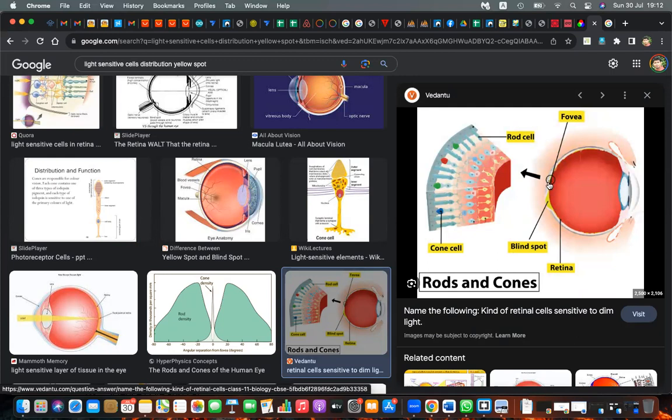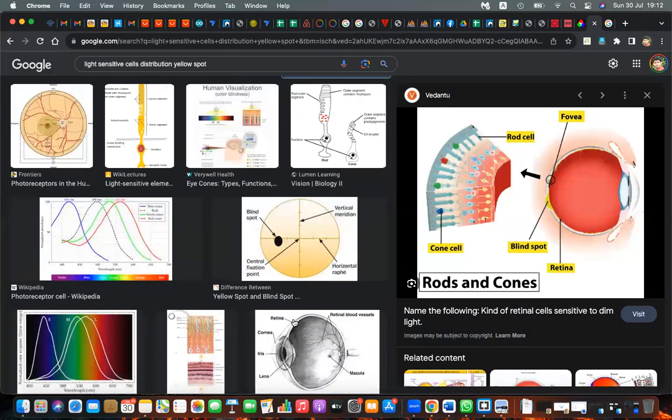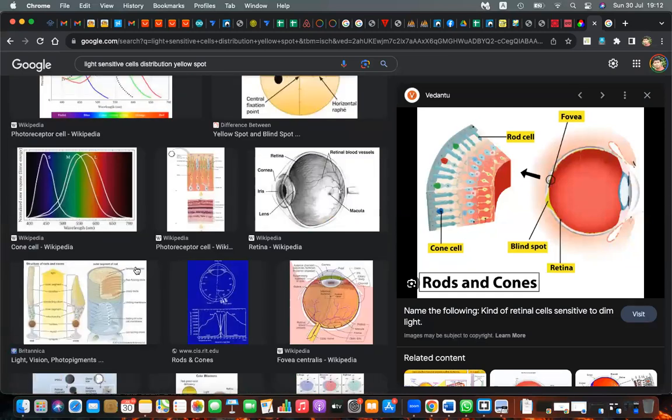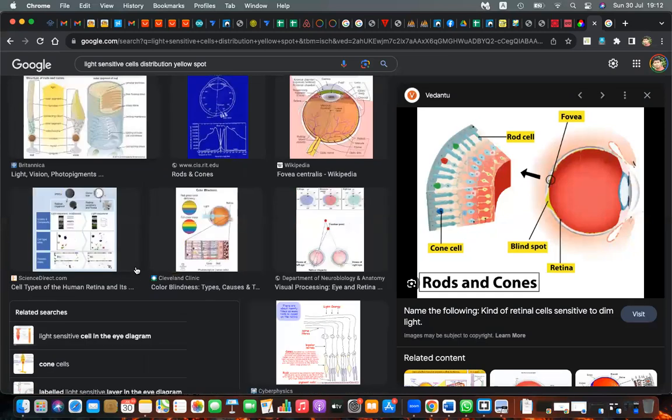Here the fovea you can see, so basically more light sensitive cells are there in the yellow spot. In the yellow spot more light sensitive cells are there, but anyway I don't see a proper diagram.